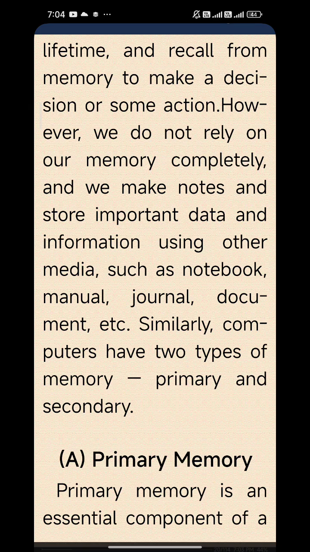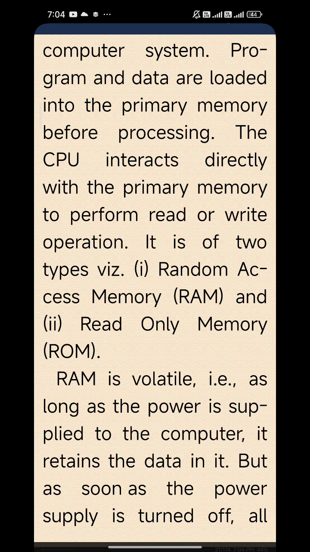A. Primary memory. Primary memory is an essential component of a computer system. Program and data are loaded into the primary memory before processing. The CPU, Central Processing Unit, interacts directly with the primary memory to perform read or write operations. It is of two types: 1. Random access memory, RAM, and 2.